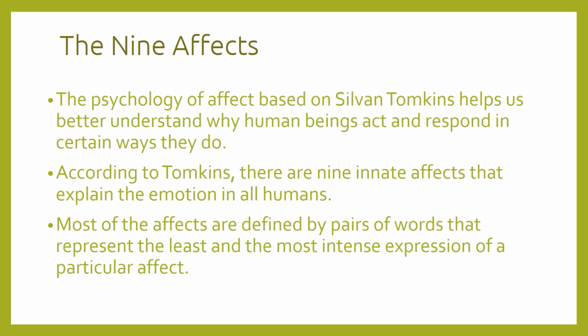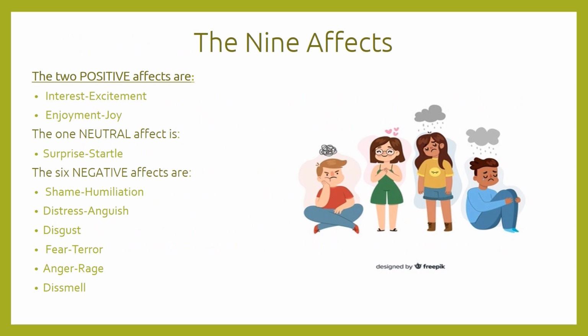Let's begin. The psychology of affect, based on research by Silvan Tomkins, helps us better understand why human beings act and respond in the ways they do. According to Tomkins, there are 9 innate affects that explain all emotion in humans. Most of the affects are defined by pairs of words that represent the least and most intense expression of a particular affect. The 2 positive affects are interest-excitement and enjoyment-joy.